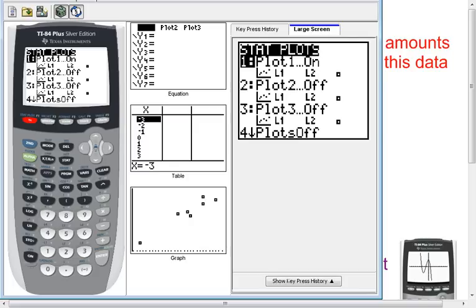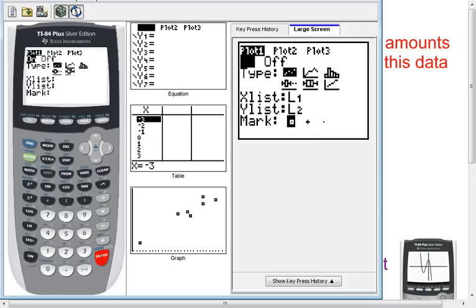Again, I only want you to be looking at one plot at a time. So if number 1 is turned on, that's fabulous. But make sure 2 and 3 are turned off, or you're probably going to get an error. So go into number 1. Make sure it's turned on. You want scatter plot, or that upper left graph, picked because you're going to plot a bunch of points.